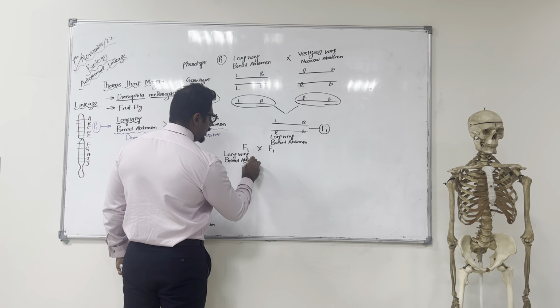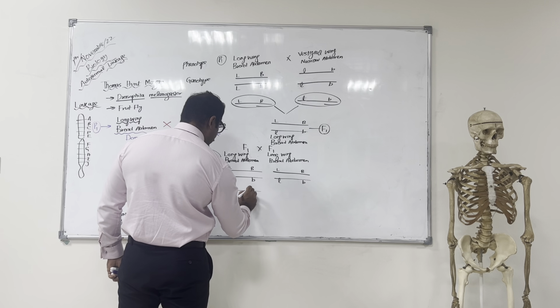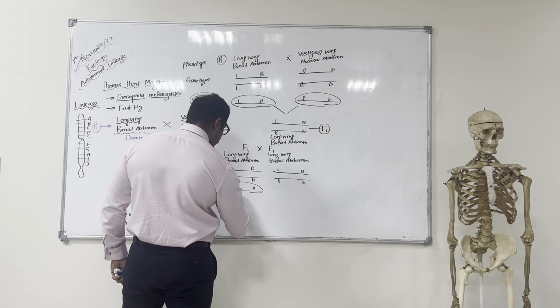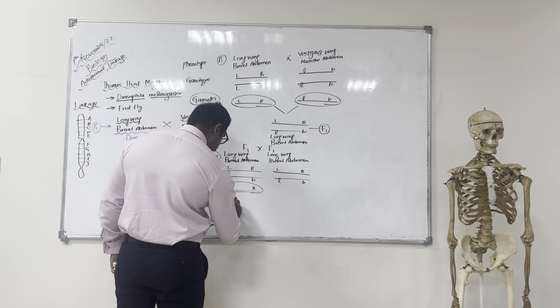The gametes over here, one of the gametes will be capital L, capital B. The other one will be small l, small b. Same over here, capital L, capital B, and the other one will be small l, small b. Now what can we do? We can simply make a Punnett square over here.